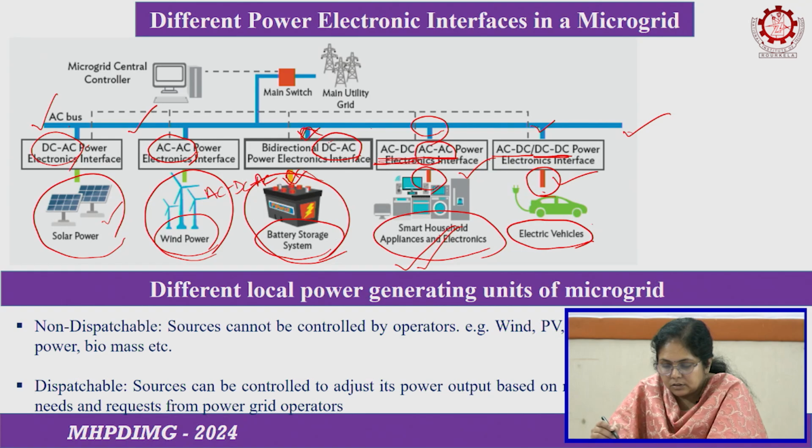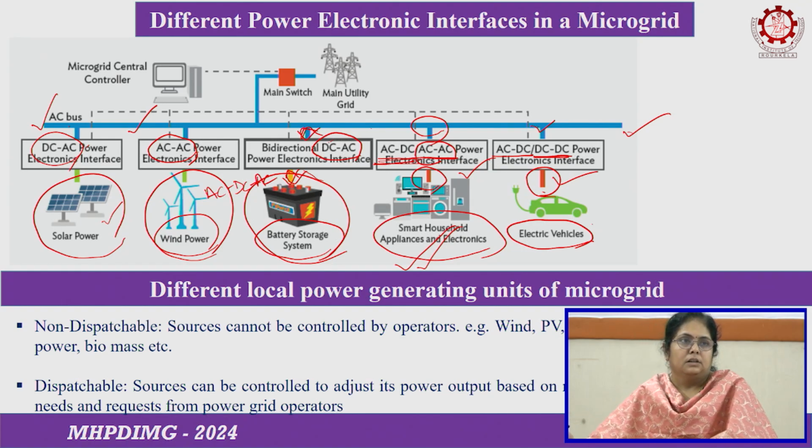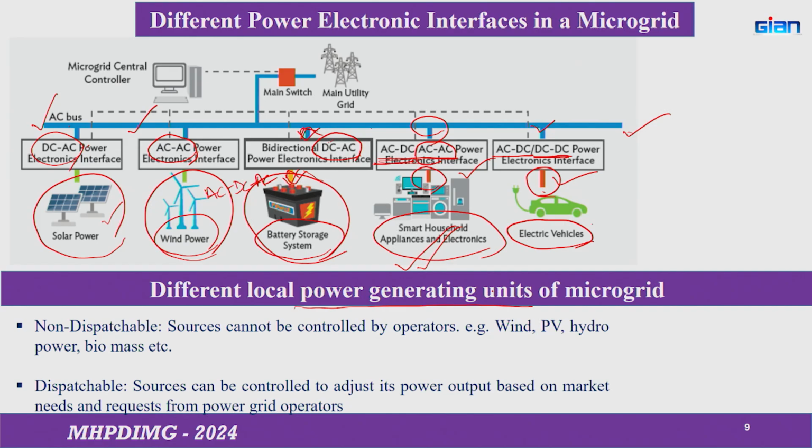Now coming to the other part of the components of the microgrid. That is the different local power generating units, which I have shown as renewable energy sources, but in another form we can define them as non-dispatchable and dispatchable. What do you mean by non-dispatchable source? All the renewable energy sources, these RESs, come under non-dispatchable. Why? Because they cannot be controlled by the grid operators. As you know, renewable energy sources are weather dependent and diurnal in nature, so we have no control over them.